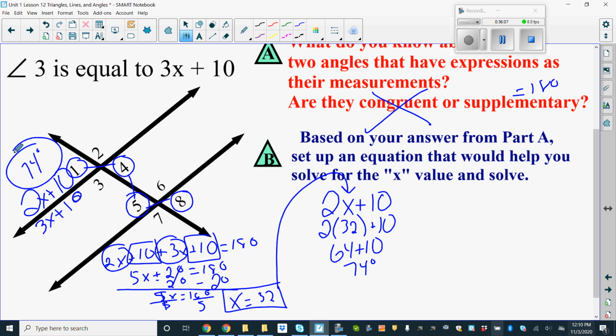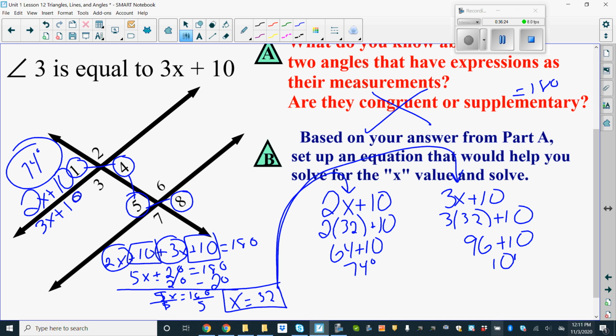Now we take the other expression, 3x plus 10, replace the x with 32. We have 3 times 32 is 96, plus 10, which is 106. So this angle is 106 degrees.